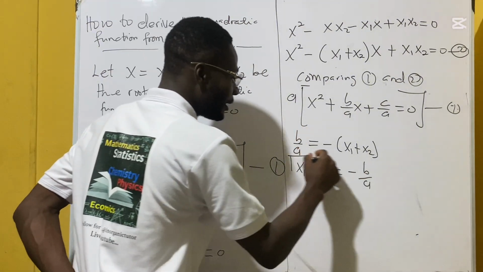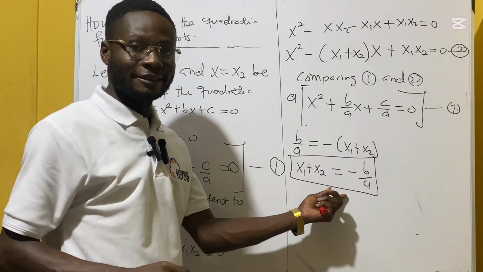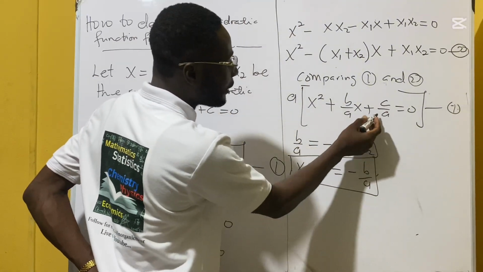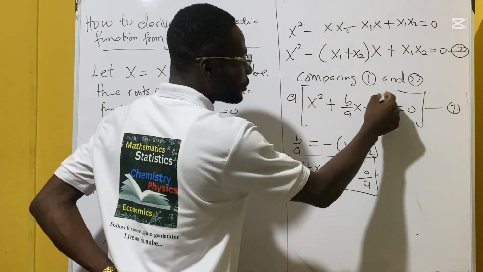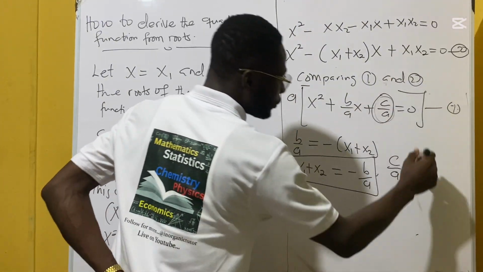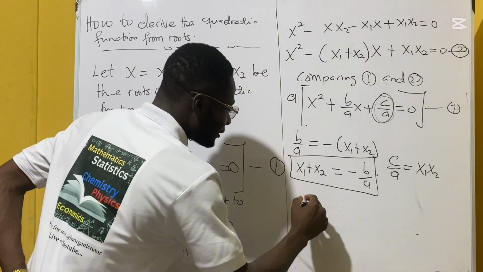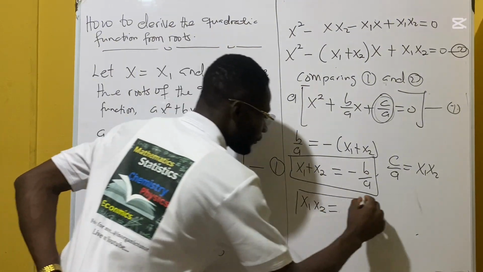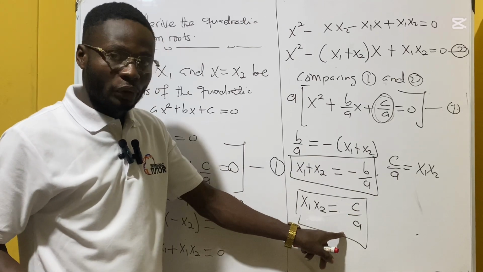This is what we call the sum of roots. Now, when we compare the constants, we can see that c over a equals x1 x2. We name that the product of roots. So this is the sum of roots and this is the product of roots.